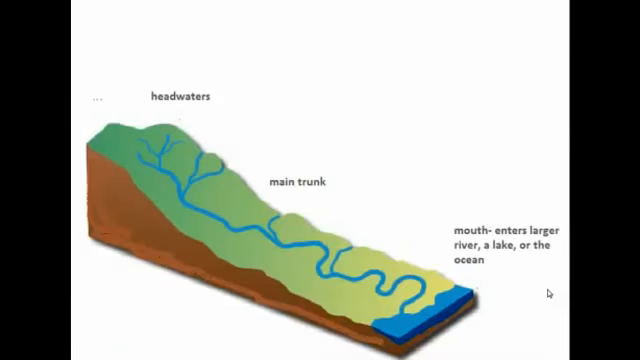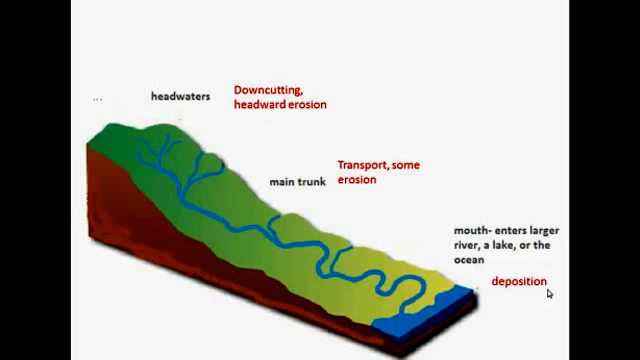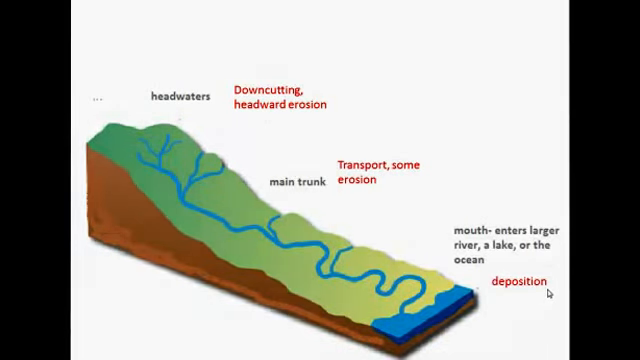All rivers erode the land, transport and deposit sediment. However, different parts of the same river will carry on these different tasks. The steep headwaters are where most of the erosion has taken place, especially downcutting. The main trunk of the river transports the sediment, with small amounts of erosion and deposition going on. And finally, the mouth of the river is all about deposition.